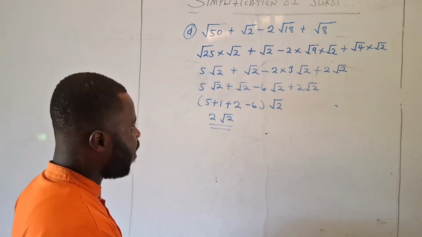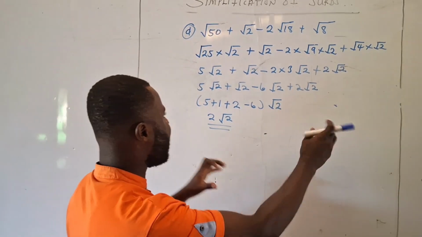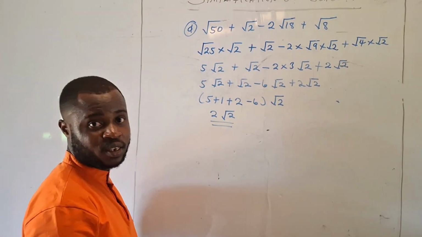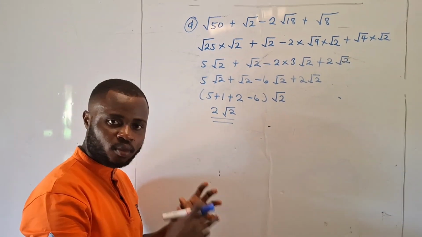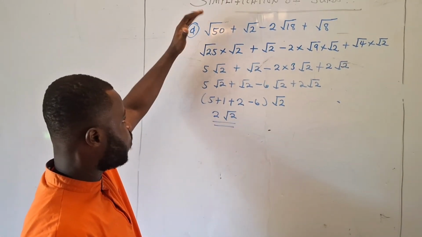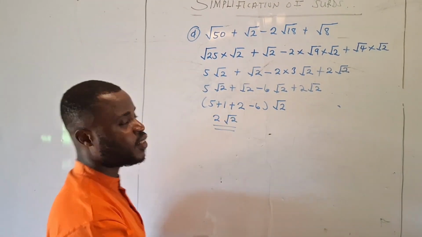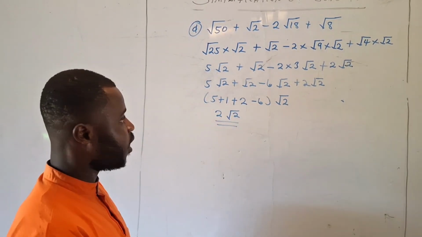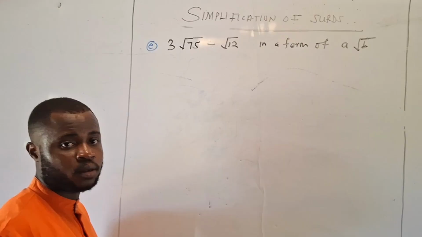So when you break them down and you get a common root and they are adding or subtracting, group them and add or subtract. This is simplification of surds. So take your time and go step by step and you get what I was trying to teach or explain. So let's take another question on this.